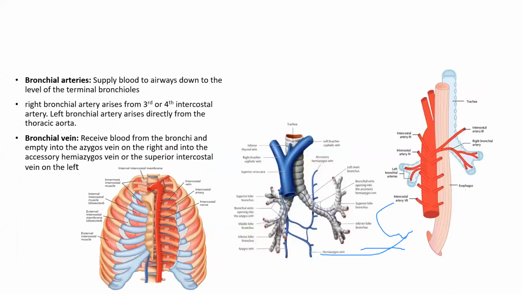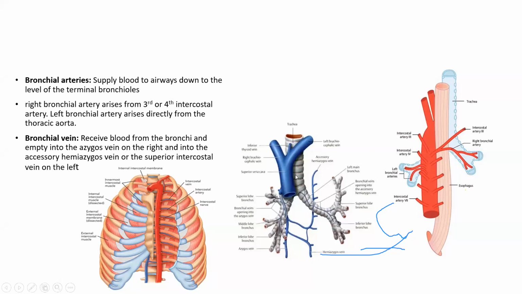Okay, so we have got the bronchial arteries. The bronchial arteries supply blood to airways down to the level of the terminal bronchioles, visceral pleura, intrapulmonary blood vessel walls, and lymphatics. The right bronchial artery arises from the third and the fourth intercostal artery, and the left bronchial artery arises directly from the thoracic aorta. And usually there's only one artery for the right side and two for the left lung.